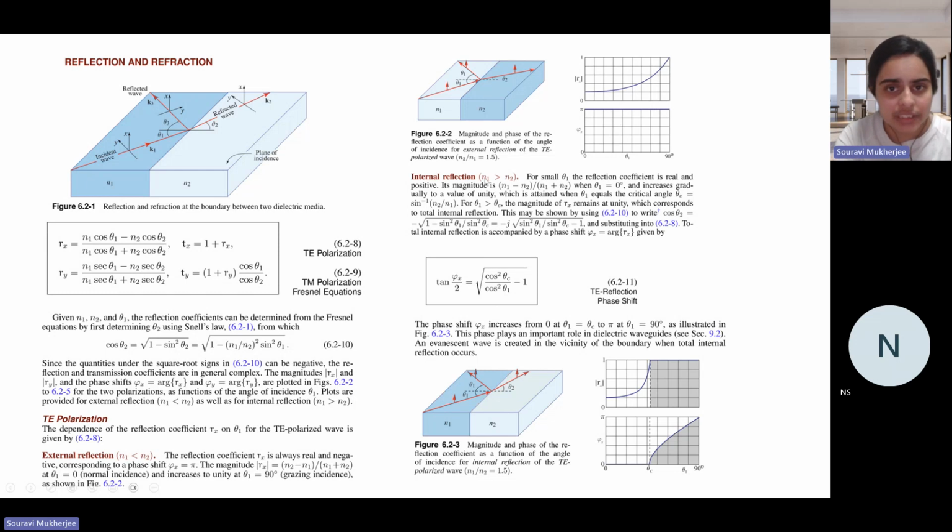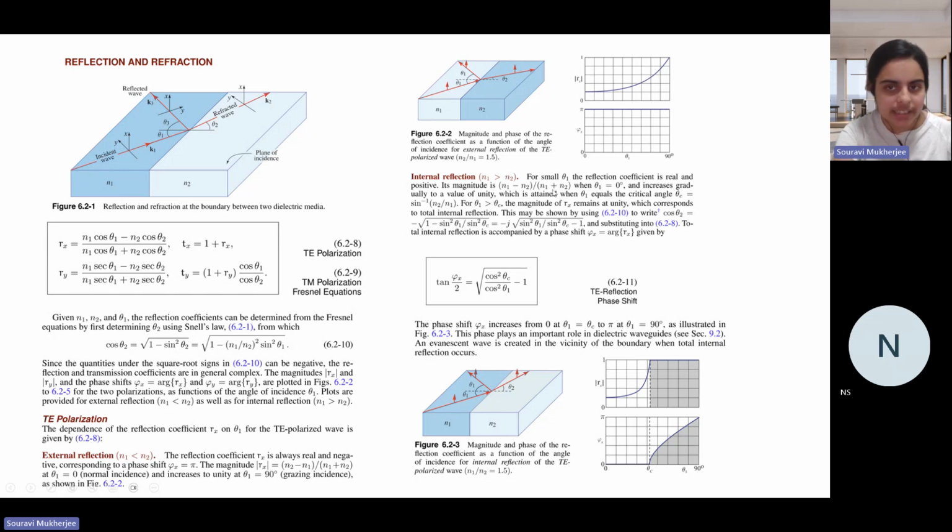But when you have internal reflection, this is what happens when you have your waveguide. In waveguides, we always talk about the case where your cladding has a lower refractive index than your core. So there, what's interesting is this internal reflection. And here what happens is, for smaller angles, the reflection coefficient is real and positive. And this is the value, like putting theta 1 equal to 0, you get a simplified expression. But then it increases gradually to a value of unity.